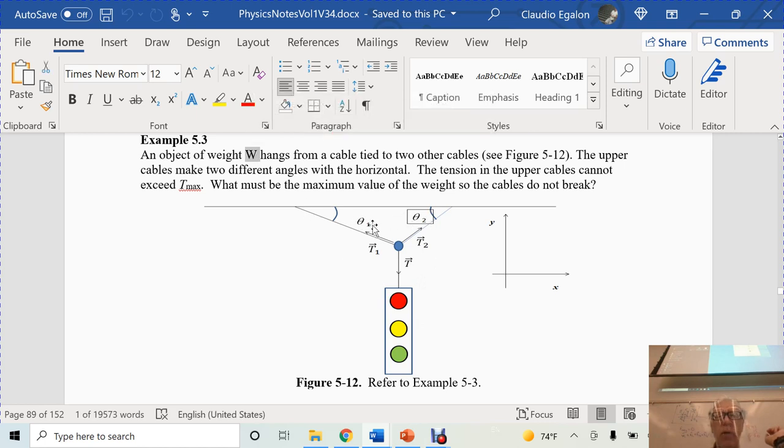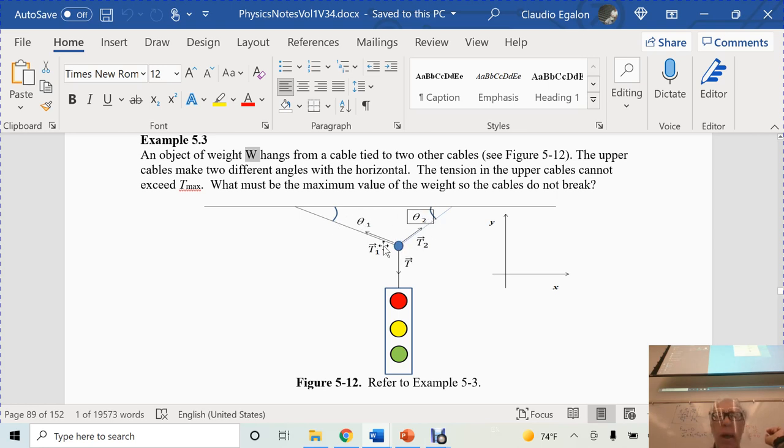You know the angles, and this traffic light is putting a tension in this cable. We want to know whether the tension is going to exceed those two. This cable here is strong enough. The question is whether those two are going to be able to withstand the tension.